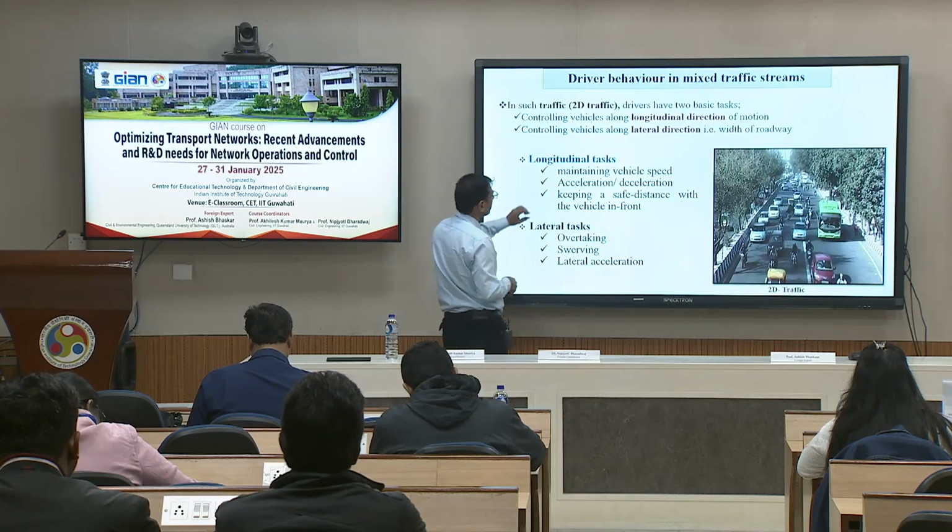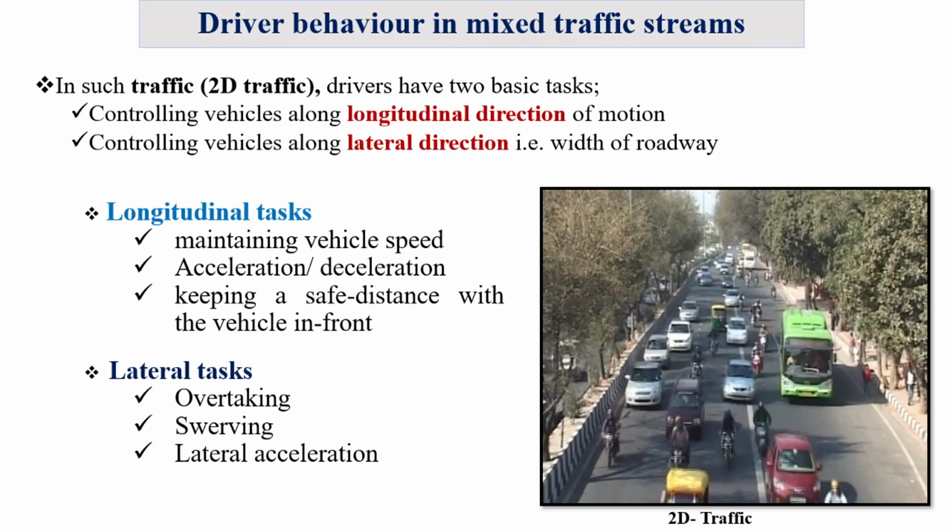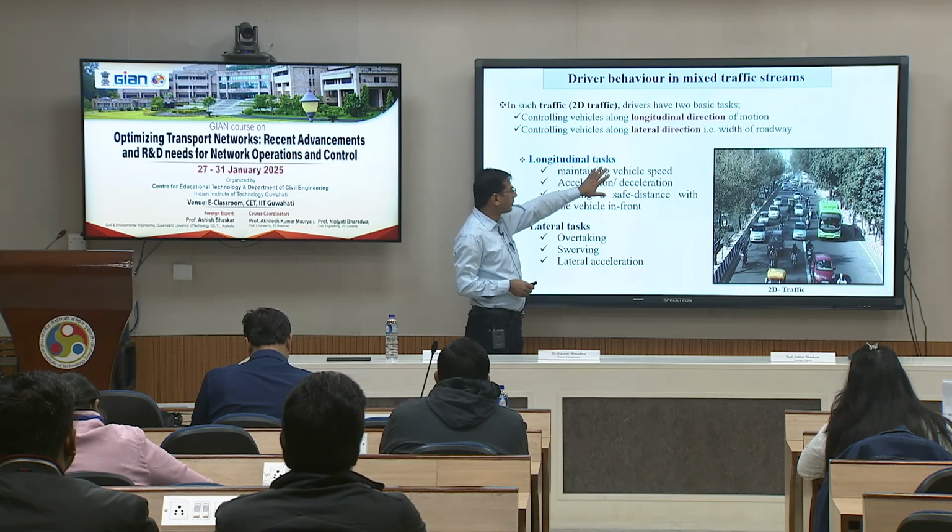So in two-dimensional interaction, the major task in the longitudinal direction is that you need to control what speed the vehicle will move at. Depending upon the leading gap, you can decide whether you are going to accelerate or decelerate, and then accordingly choose what speed you need to move at. Then, in order to maintain that speed, you need to accelerate or decelerate, or decide what kind of distance you need to maintain. All these come under the longitudinal task which you have to perform.